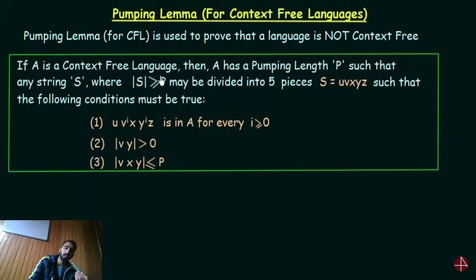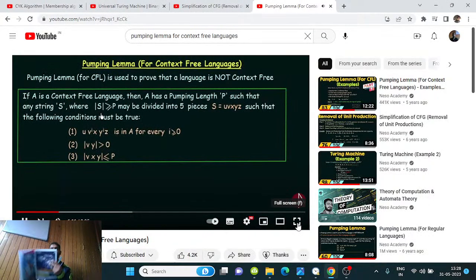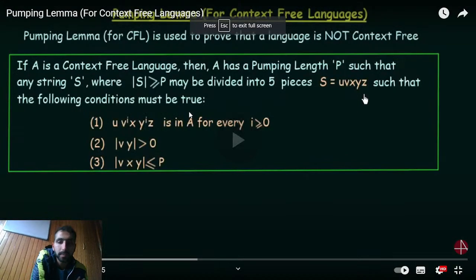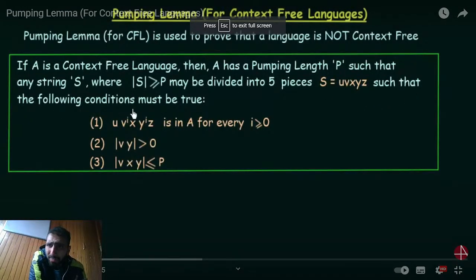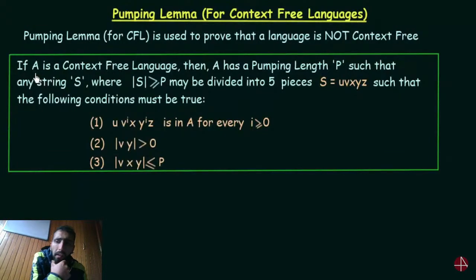If A is a context-free language, then A has a pumping length P such that any string S where the length of S is greater than or equal to P may be divided into 5 pieces S equal to U, V, X, Y, and Z, such that the following conditions must be true. So what we do is, let's say that we have a language called A. So we say that if A is a context-free language, then A will have a pumping length P. So we don't know what is the pumping length P, but it will have some pumping length such that any string S. So S is a string from this language.